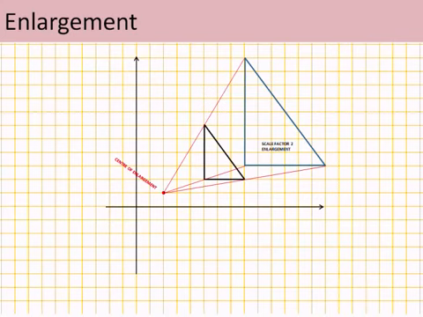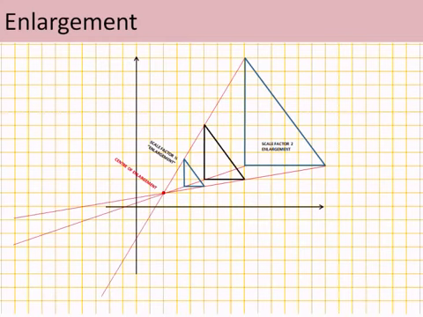Because I wanted scale factor 2, that meant that every point had to be twice as far away from the center of enlargement as it was in the original. And there's another example. It's probably a little bit small to read on the screen, but it says scale factor half enlargement. So every point is half as far away from the center of enlargement as the original shape was.